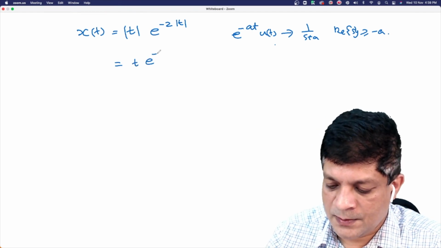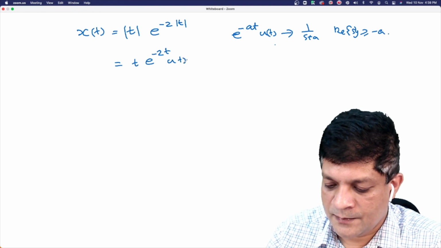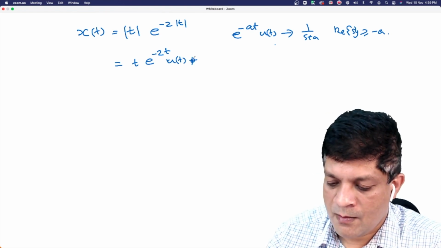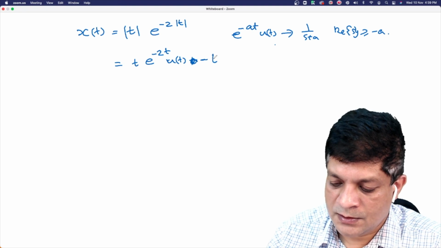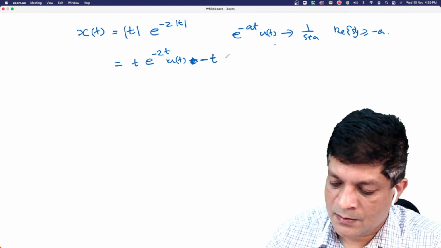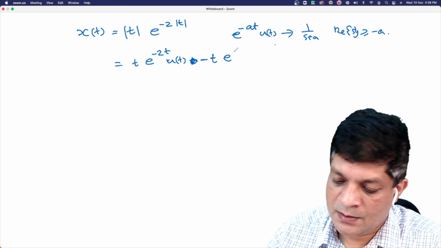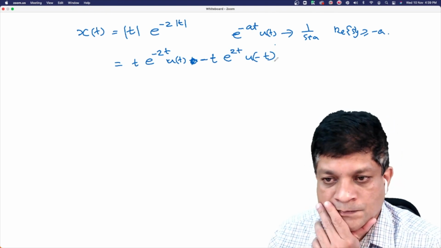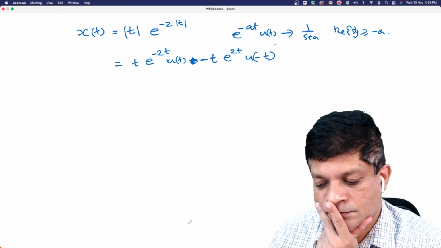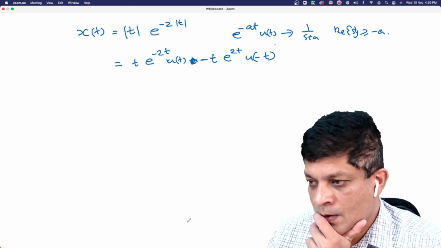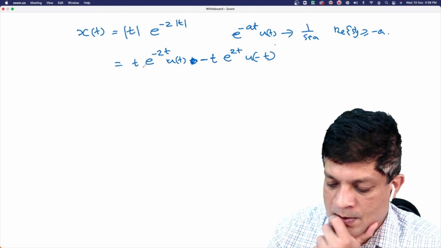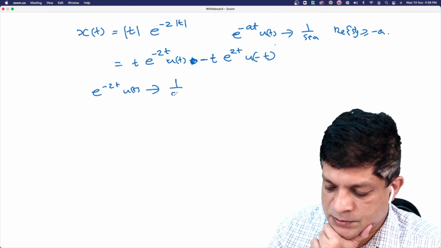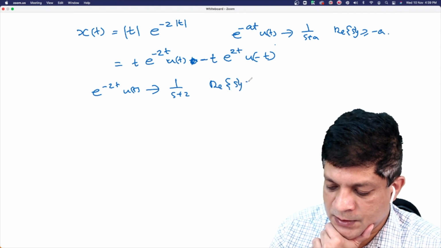It is t e to the power minus 2t u(t) plus, what about the negative part? Plus or minus? Minus t e to the power 2t u(-t), isn't it? Okay. Now what about this? e to the power minus 2t u(t) is 1 upon s plus 2 and real part of s greater than minus 2.